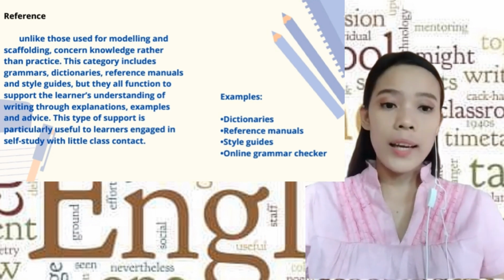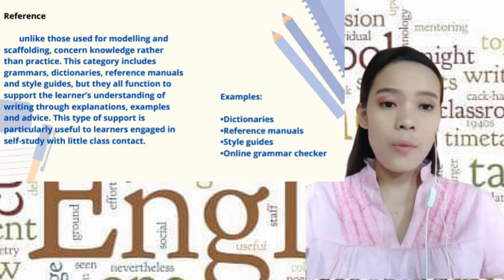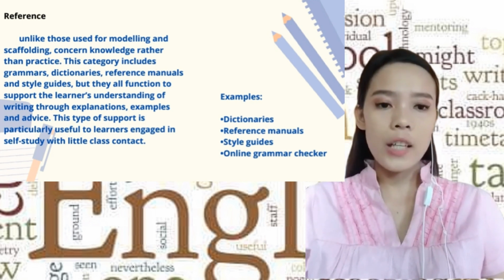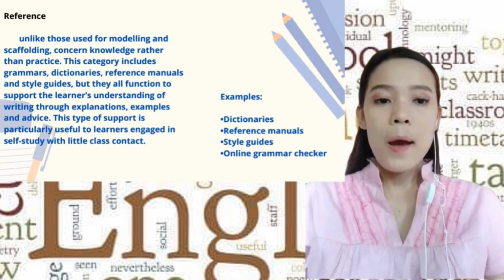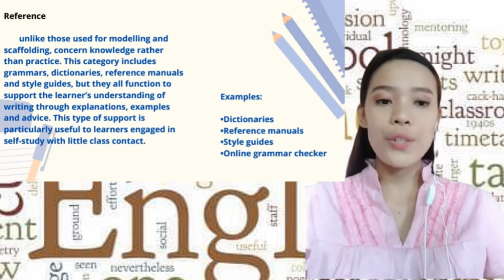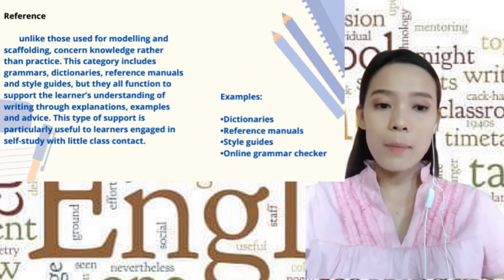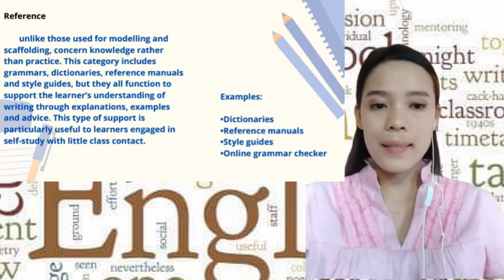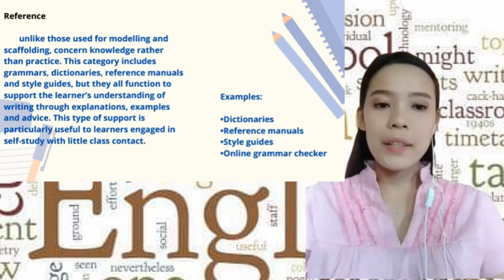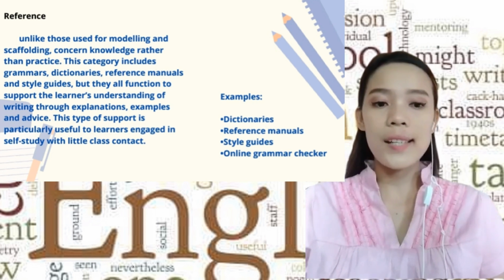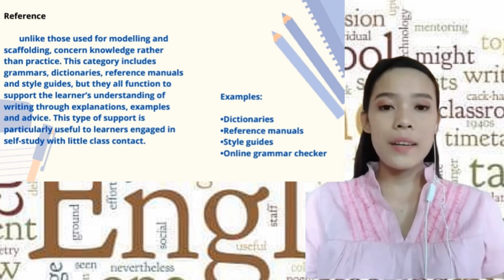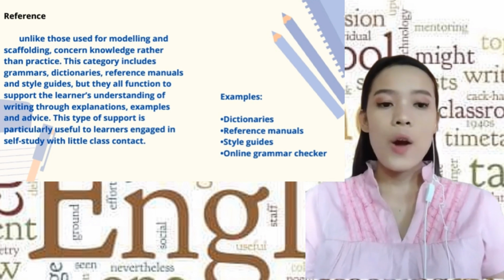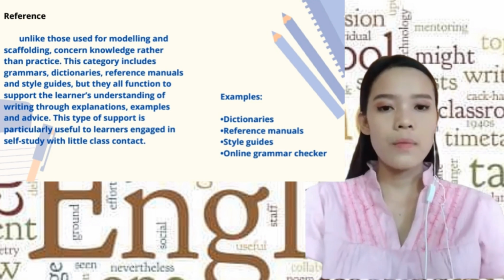Unlike those used for modeling and scaffolding, which concern practice, this category concerns knowledge rather than practice and includes grammars, dictionaries, reference manuals, and style guides. But they all function to support the learner's understanding of writing through explanations, examples, and advice. This type of support is particularly useful to learners engaged in self-study with little class contact. The examples of reference materials include dictionaries, reference manuals, style guides, and online grammar checkers.